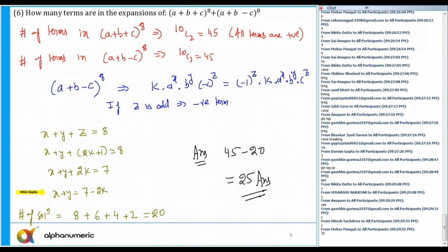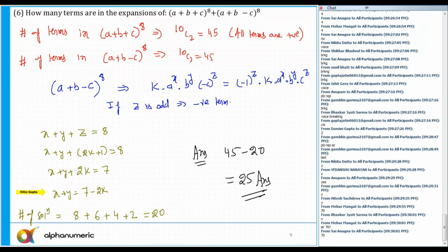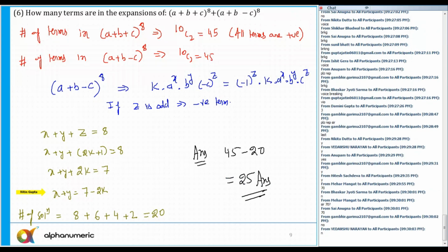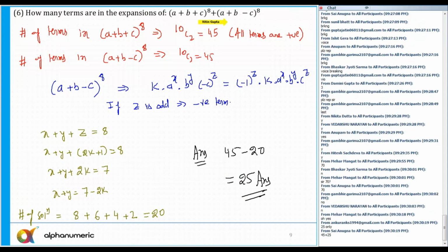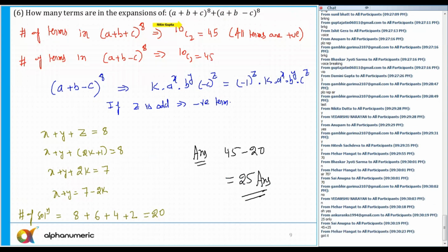Any doubts to anyone now? 70, why 70? Meher and Sai, why 70? Please tell me. Remember the like terms will get added because the coefficient is going to be the same. So all the like terms, like a raised to power 8 from here and a raised to power 8 from here, are not two terms. Remember, if I got a raised to power 8 in the first term and a raised to power 8 in the second also, as the coefficients are the same, these two terms will get added. So that will be only one term, not two different terms. Clear now?